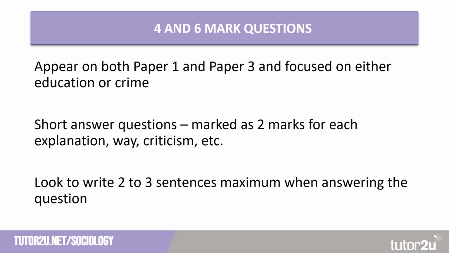They are short answer questions and they're marked as 2 marks for each explanation, way or criticism that you give. For example, on a question that asks you to outline 2 reasons for something, you are getting 2 marks for one reason and another 2 marks for the second reason. As these are short answer questions, you should look to write 2 to 3 sentences maximum when answering the question. And as you're going to see in this video, you'll probably spend 1 sentence identifying the way or the reason and a further 1 or 2 sentences explaining how that creates the effect that is asked for.